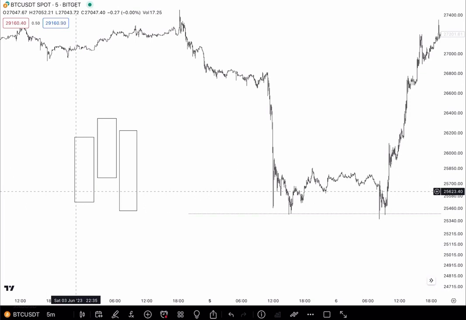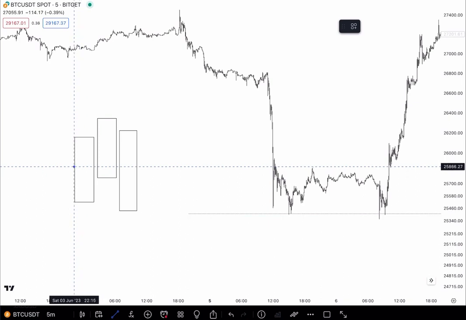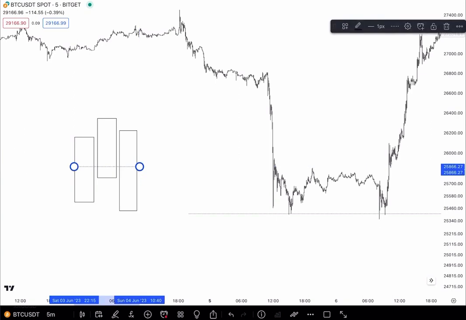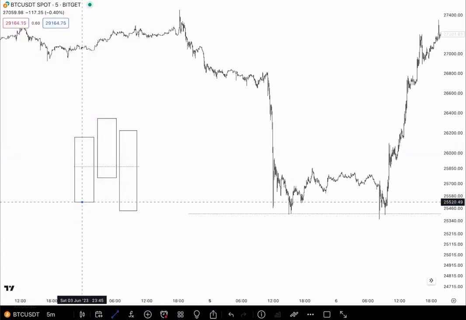A good practice to keep in mind is to target the 50% of the candle as TP1, and the opposing end of the candle as a TP2, right?